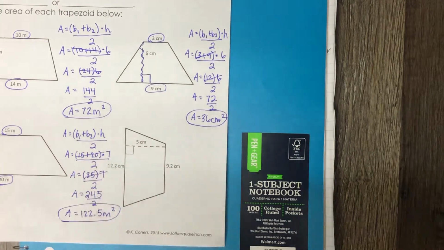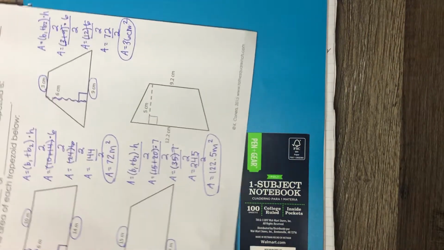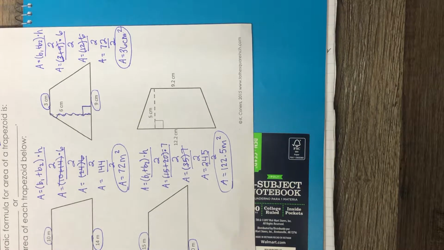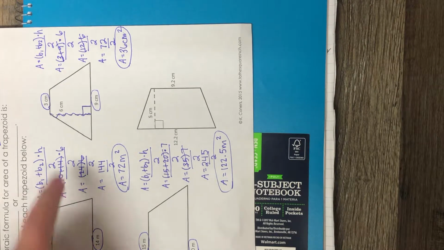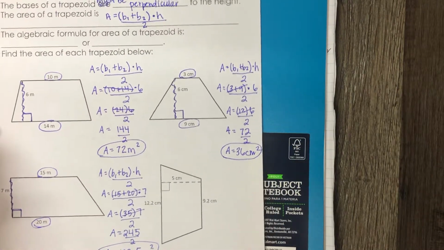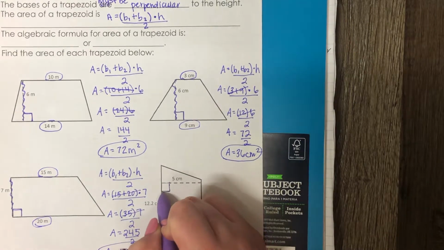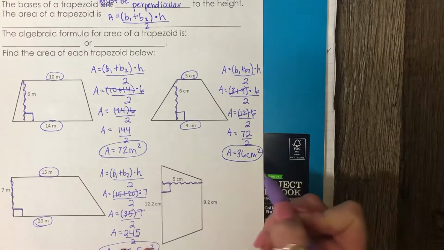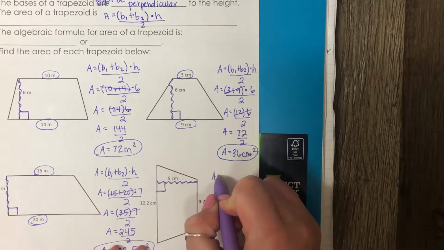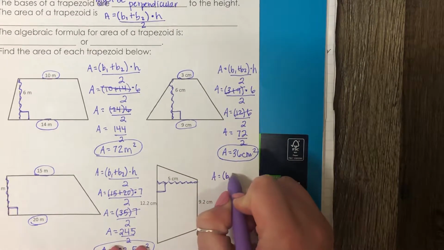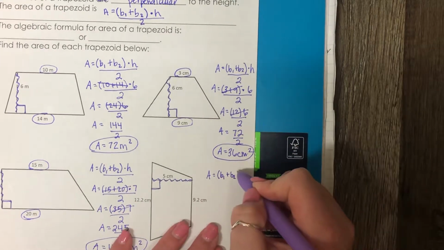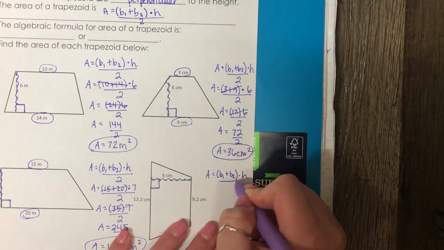Okay, and the last example we're going to do is this one. And if you need to turn your paper so that it looks like the other ones, you definitely can. Okay, so it is the same thing as this one and this one, but we're going to turn it back. And sometimes it's the easiest if you find your height first because it's always going to be what hits perpendicularly. So this hits perpendicularly, so this is my height. So my formula, area equals parenthesis base 1 plus base 2, close parenthesis, times my height, all divided by 2.